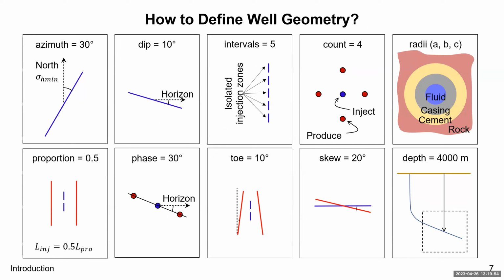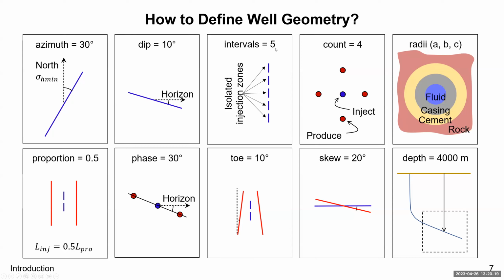So next, we also need to talk a little bit about how well geometry can be defined, especially within the context of GeoDT. On the basic level, you have the orientation information, which would be the azimuth and the dip, similar to strike and dip, except in this case, the azimuth would be parallel to the vector of the well.